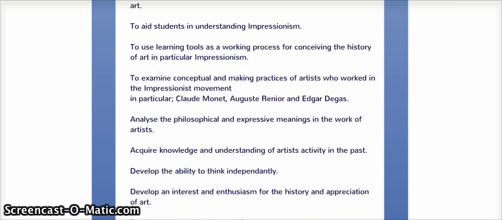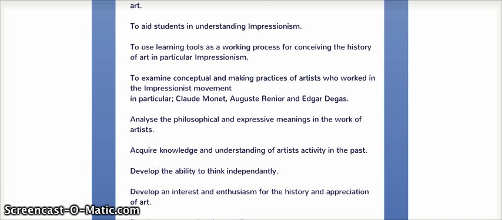The aims of this art history scheme are to provide a space for students to appreciate and learn the history of art, to aid students in understanding Impressionism, to use learning tools such as handouts, crosswords, DVD footage and visual aids as a working process for conceiving the history of art, in particular Impressionism. The scheme aims to examine conceptual and making practices of artists who worked in the Impressionist movement, in particular Claude Monet, Auguste Renoir and Edgar Degas.